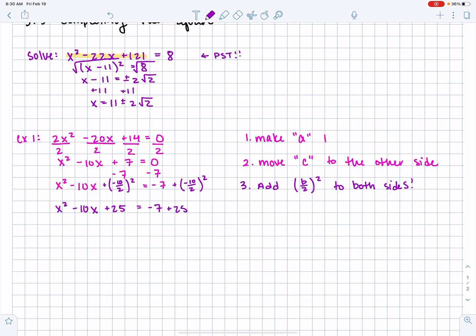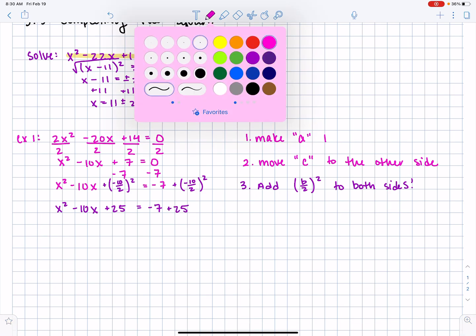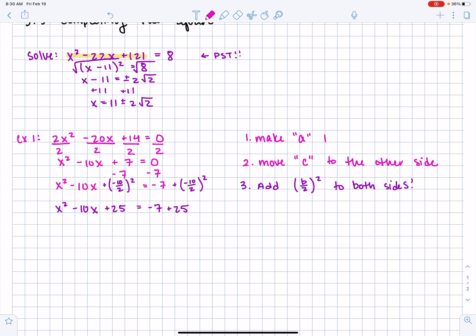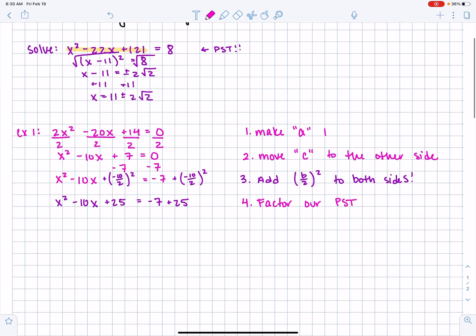So plus 25. Then of course we're going to combine those like terms on the left side, but we also need to factor our perfect square trinomial. The whole reason that we added half of b over 2 squared is to make it into this perfect square trinomial that factors so nicely into x minus 5 squared. And negative 7 plus 25 is 18. So we're good on that one.